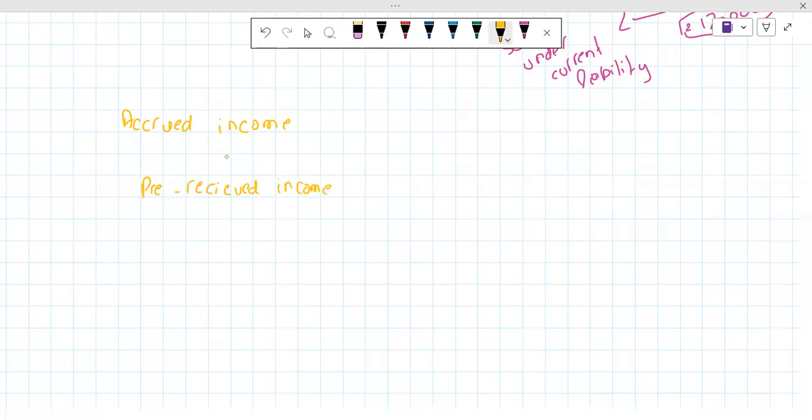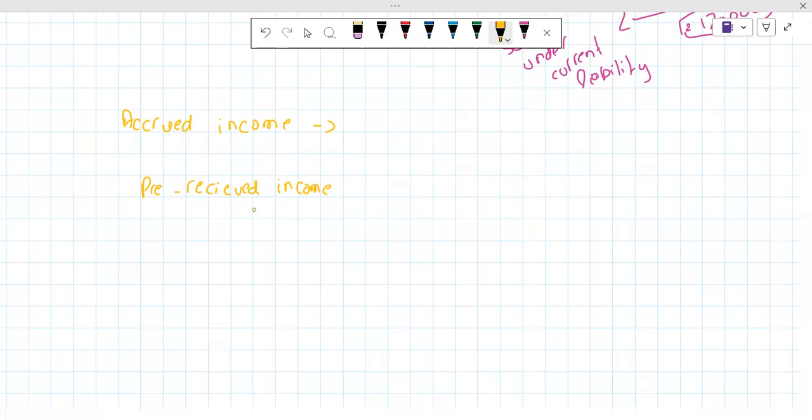What is pre-received income? Basically pre-received income, or you can say unearned income. They are the incomes received in advance but not yet earned. It is totally opposite to accrued income. In accrued income, you have given the services to the customers, but your customer didn't pay you in the specific financial year. And in pre-received income, your customers gave you some extra amount, but you didn't give any services to them yet. So this is basically pre-received income.